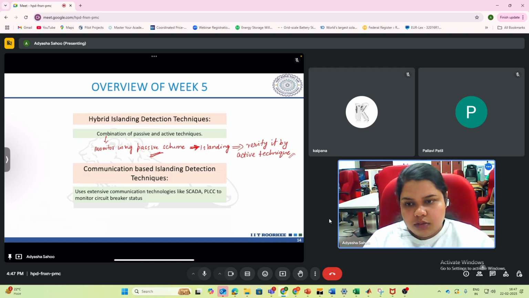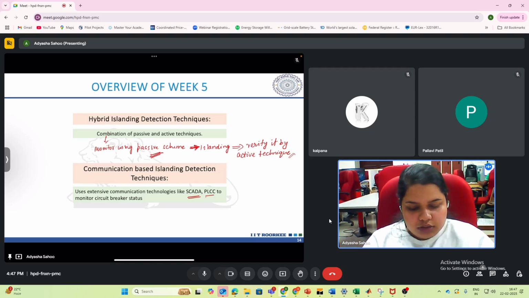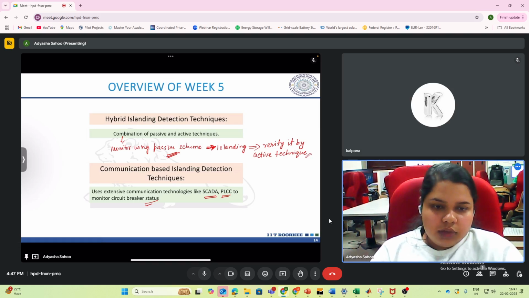Then next are the communication based techniques. Since we had seen in the previous lectures that we have SCADAs, synchrophasors and PLCP, they communicate to the master station through GPS, or through the power line conductors or something like that. So they can actively monitor the status of the devices across the network. And if there is some islanding condition, they can remotely give a signal to the breakers to operate according to the health of the system.